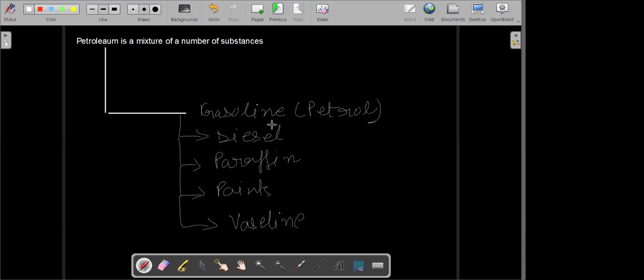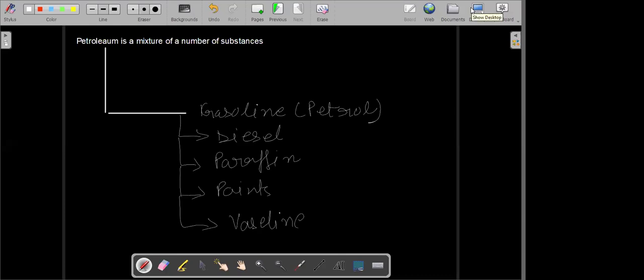Refining means separating out all these components. The work of a refinery is separating these contents. The refinery separates out gasoline, diesel, paraffin, Vaseline, and different other products. Okay, I will show you a block diagram of how the petroleum refinery works, which we also call fractional distillation.